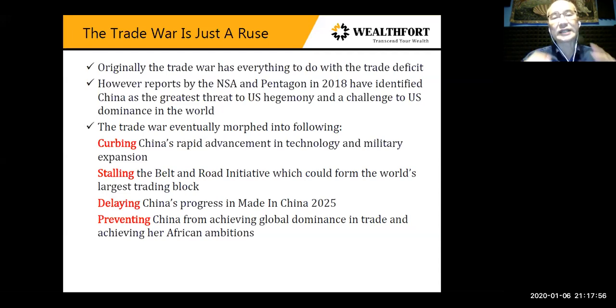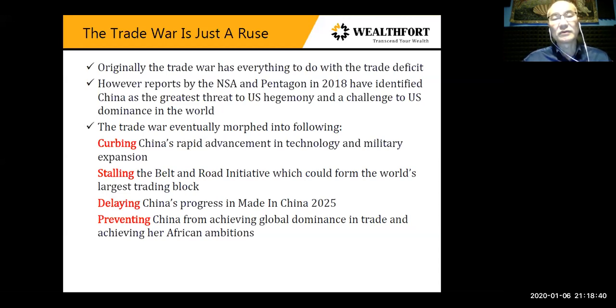US has 980 military bases located all over the world. And if you look at the map of Russia and China and the surrounding US military bases, you will understand why China and Russia are working together earnestly, to counterbalance US threat. So the trade war eventually morphed into the following: curbing China's rapid advancement in technology and military expansion, stalling the Belt and Road Initiative, which could form the world's largest trading bloc. That is why you see a lot of negative news about debt colonization and so forth.